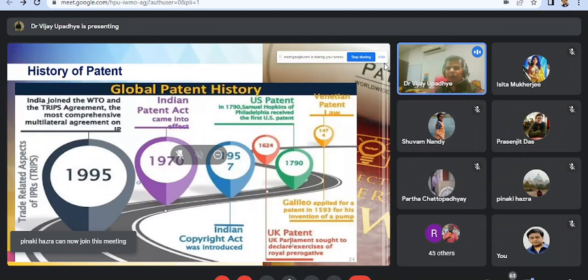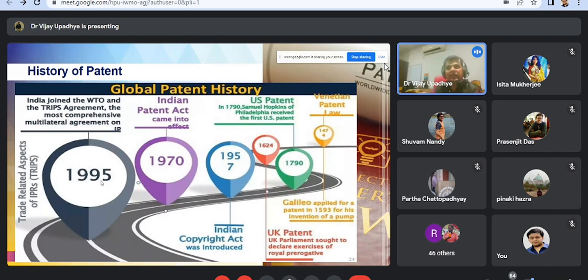I'm just telling you about the patent, not the whole IPR journey. But from 1474 to 1624, then 1790, these are the benchmarks where IP got accredited or got some recognition and importance. So these are some milestones in the patent history. In 1970 the Indian Patent Act came into effect, and in 1995, after the Narasimha Rao government and Manmohan Singh, liberalization happened and India joined the World Trade Organization, and under the TRIPS agreement there is an exchange of thoughts and themes.